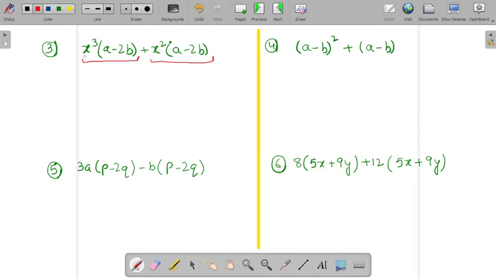So we will be taking out x cube, here it is x square. So the lowest power we will take out. And a minus 2b is there in both of them. This we will take out. Okay. Now put the bracket again. From x cube, x square we have already taken. So 1x will be left. This is already outside, so you will keep it, you will not write it. Plus x square a minus 2b is already outside the bracket.